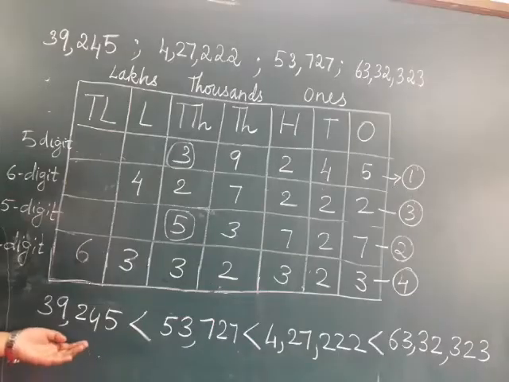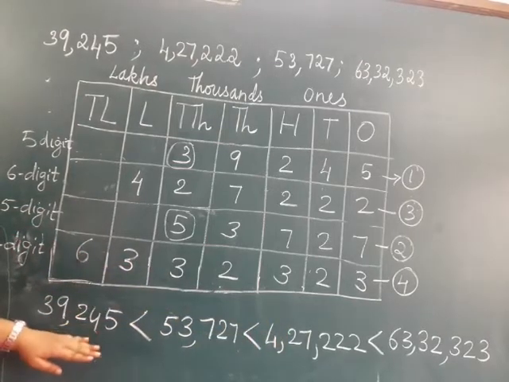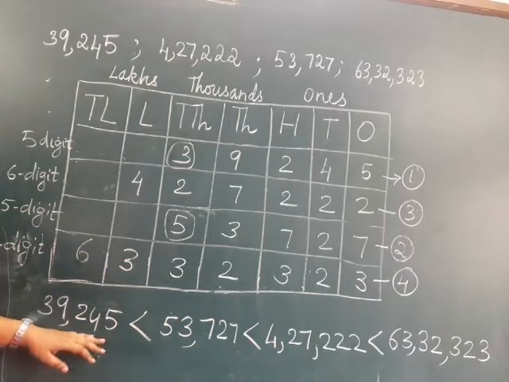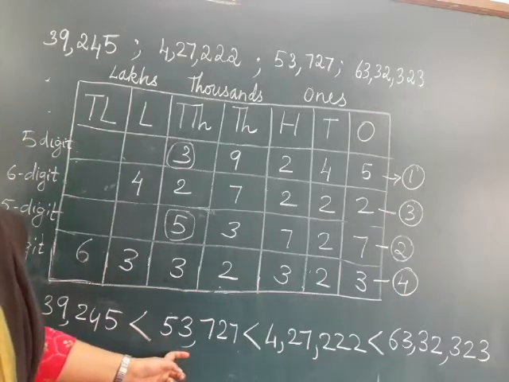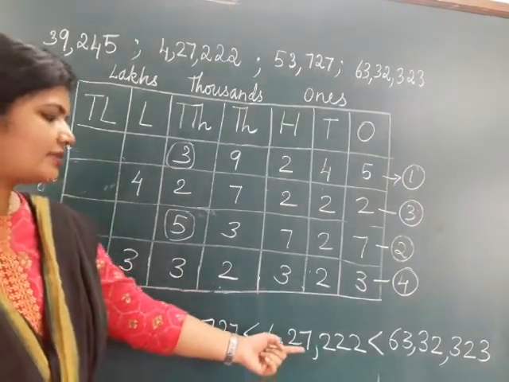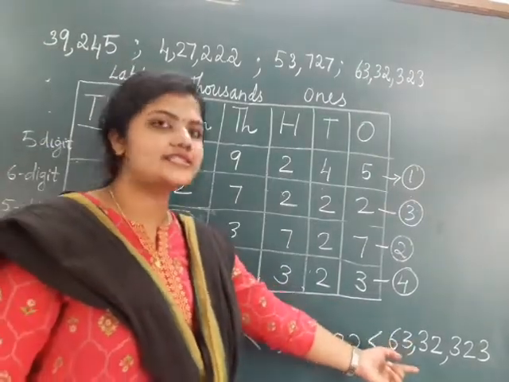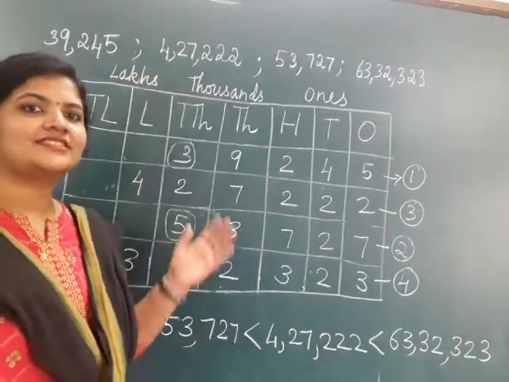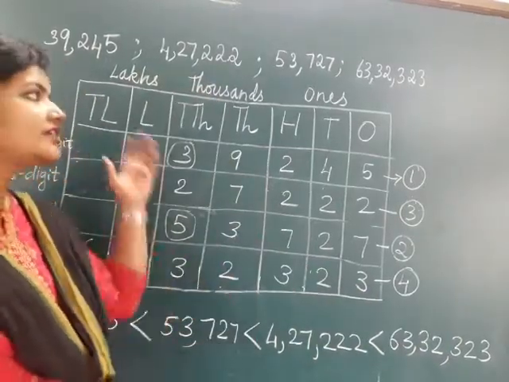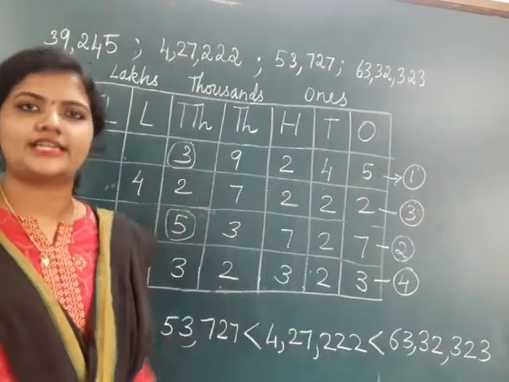So we can arrange the given numbers in ascending order like this. That is, 39,245 less than 53,727 less than 4,27,222, which is less than 63,32,323. This is the way we can arrange the given numbers in ascending order, that is from smallest to highest.